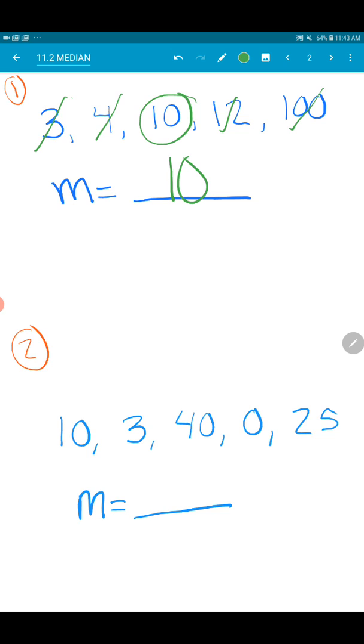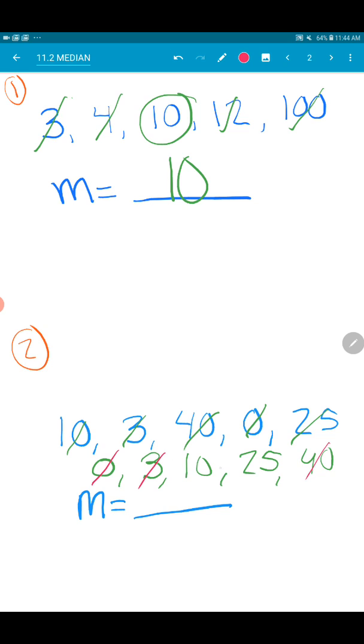Number 2, you have to order from least to greatest first. So first I have a 0, so I'm going to start with 0, then 3, then 10, then 25, then 40. So I ordered them from least to greatest. Now I cross off as I go. So 0, 40, 3, 25, 10. Oh, 10 is also the median. So 10 is actually the median for both of the data sets. If you have any questions, please feel free to email me.